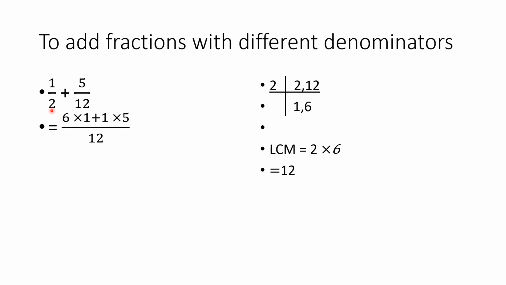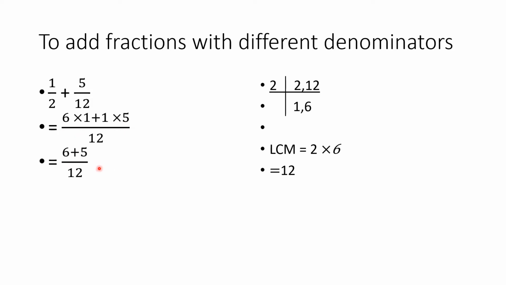Now what do we need to do? We will divide 12 by 2. 2 sixes are 12. We will write 6 here. Multiply this numerator 1 here, plus 12 ones are 12. We will write 1 here. Multiply this 5 here. So here 6 ones are 6 plus 5.